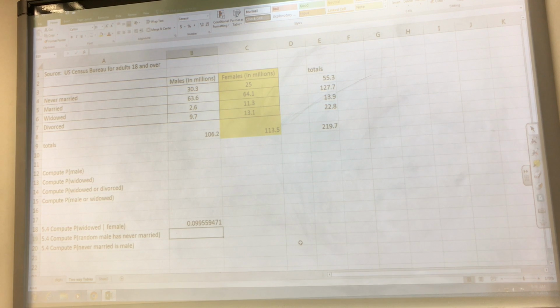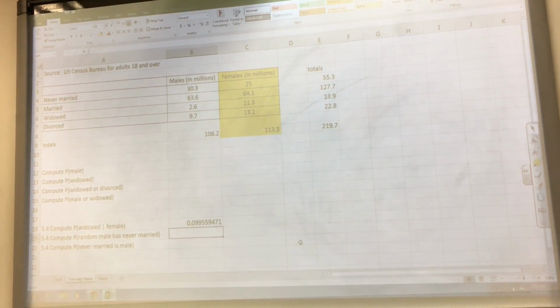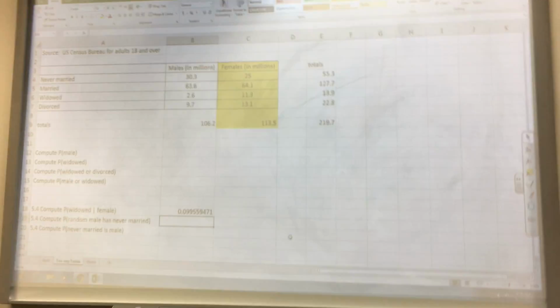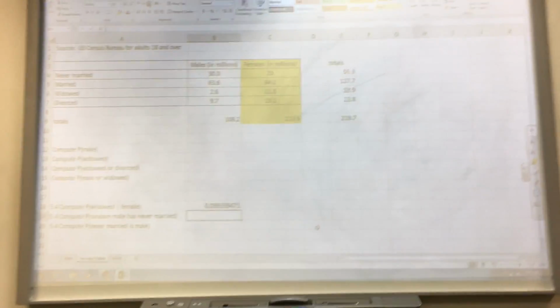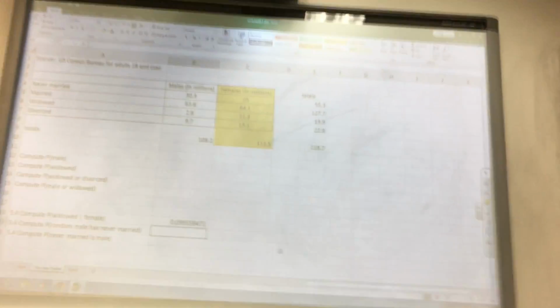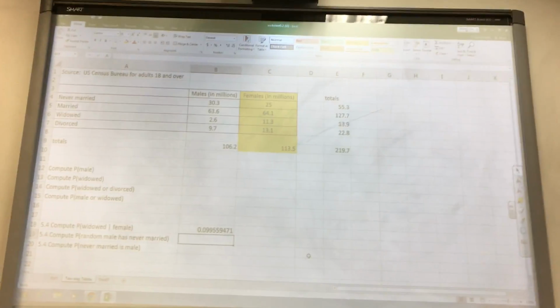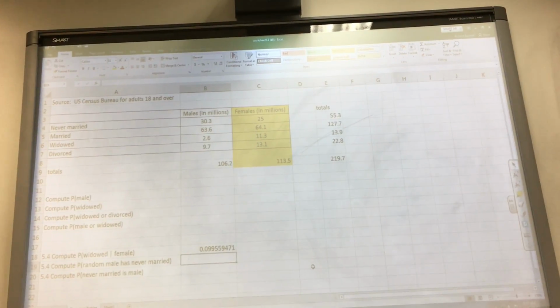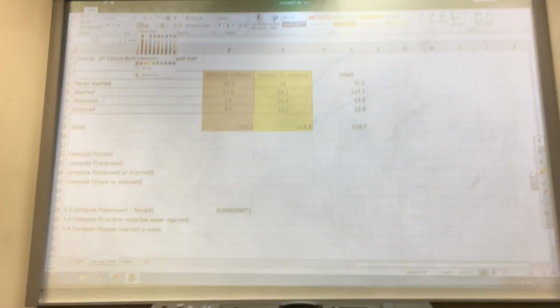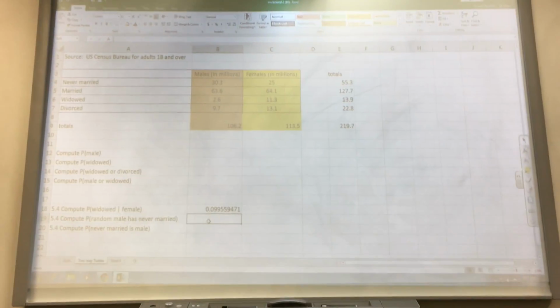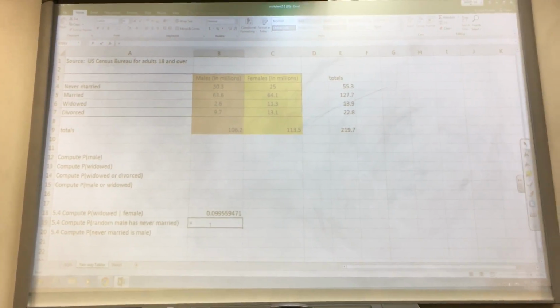How about the probability that a random male has never married? Now that's a little bit different format, but this is another conditional probability. So, Sam, how would you do this one? Okay, so we've narrowed it down to the male column. I'll pick another color. We don't care about anything else.